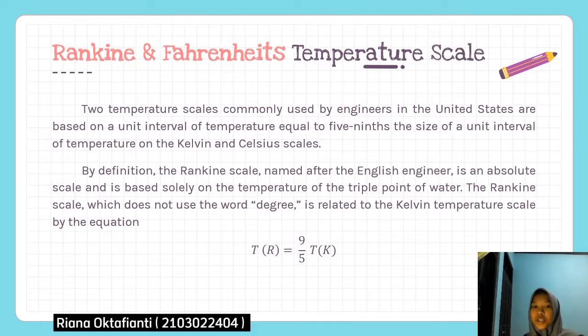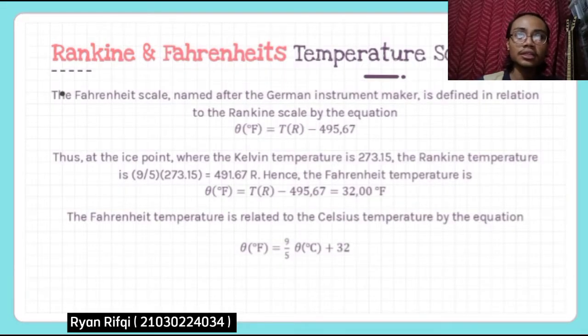The Rankine scale, which just measures the word degree, is related to the Kelvin temperature scale by the equation T_R is 9/5 times T_K. The Fahrenheit scale, named after the German instrument maker, is defined in relation to the Rankine scale by the equation theta degrees F is equal to T_R minus 459.67.